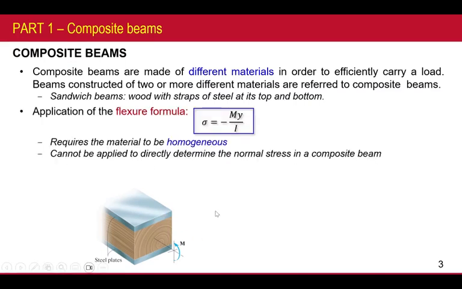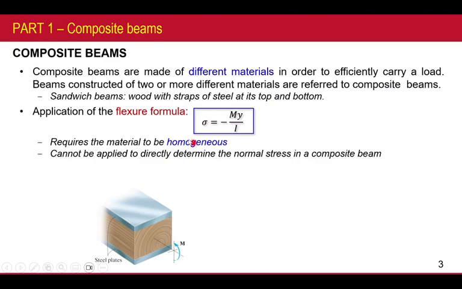Based on this, we can recall from the last lecture the flexure formula: sigma equals negative My over I. Remember, there's a requirement: this is only for homogeneous material, only for a single material, because this kind of formula is based on one material structure.